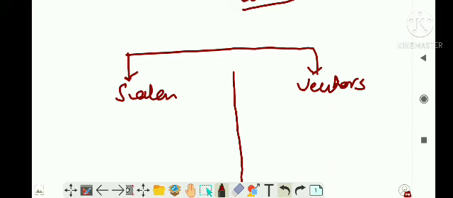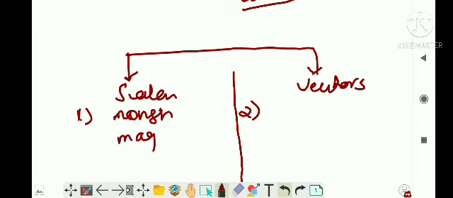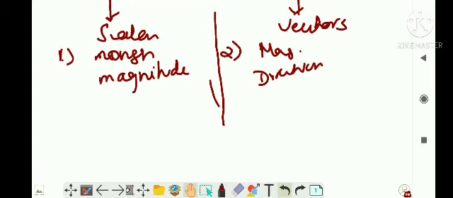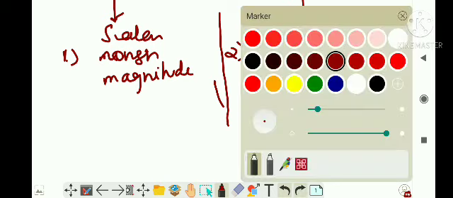Now what are scalars and vectors? How can you differentiate? One major difference you have learned in your 9th class is that a scalar has only magnitude, whereas a vector is something which has both magnitude and direction, right? This you have learned around 9th class, or I think you were told about this in the first chapter itself. But there is a very important point.